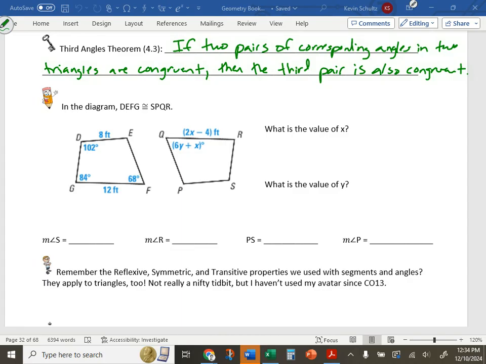The third angles theorem says that if 2 pairs of corresponding angles in 2 triangles are congruent, then the third pair is also congruent. So, do your best to draw 2 congruent triangles. Like 2 different triangles? Yup, but congruent. More or less the same size and the same shape, give or take.